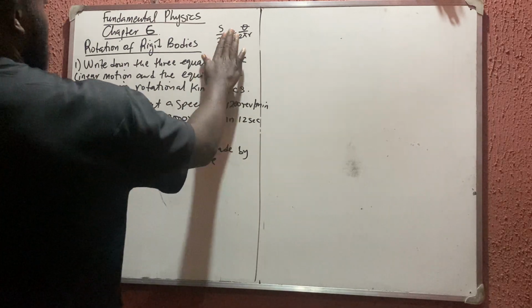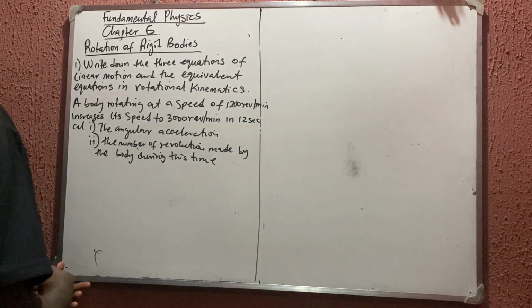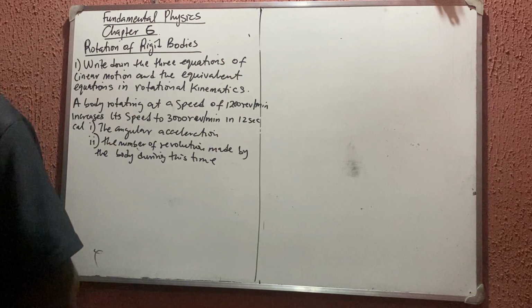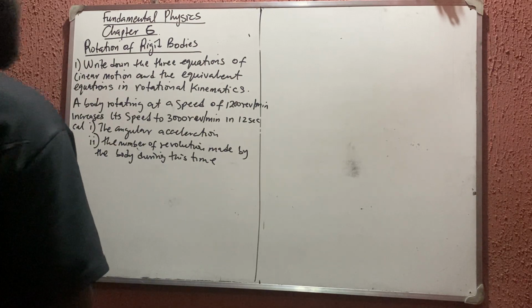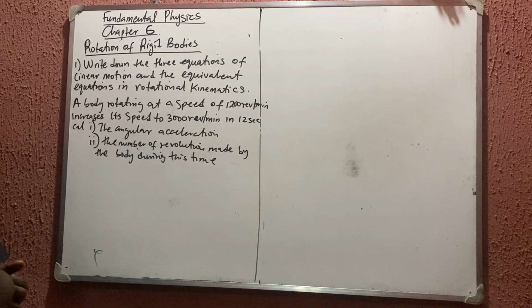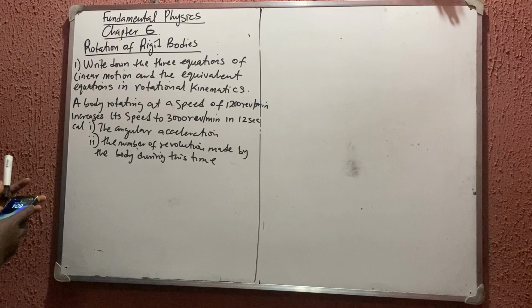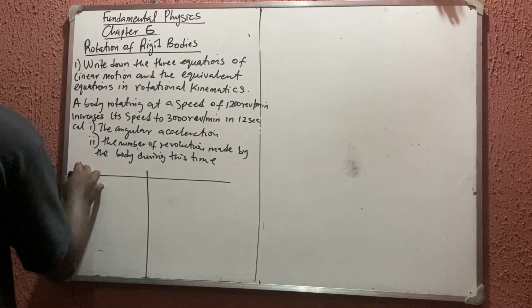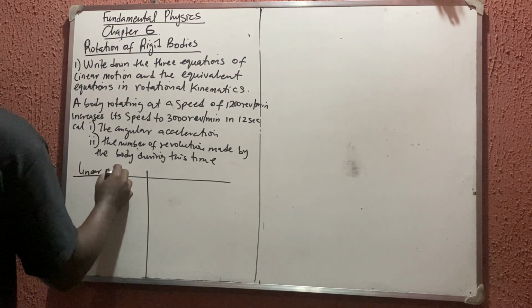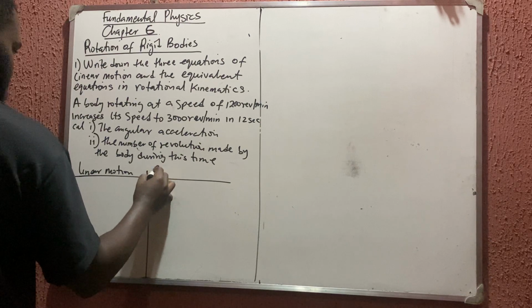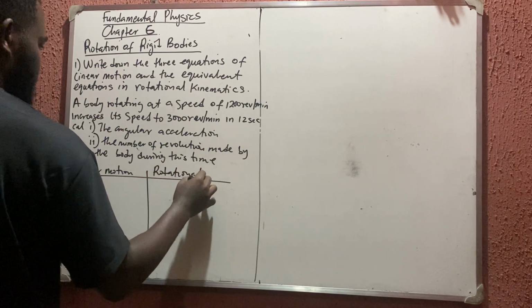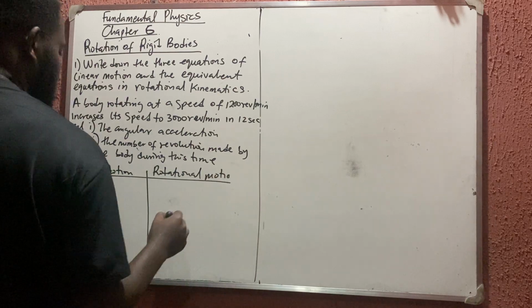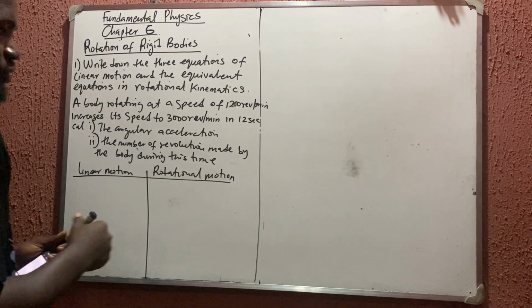In today's video, we'll be solving some questions on fundamental physics chapter 6, that is rotation of rigid bodies. This first question says we should write down the three equations of linear motion and the equivalent equations in rotational motion. This is very simple to write. So draw a line, and then here is linear motion, and here is rotational motion.